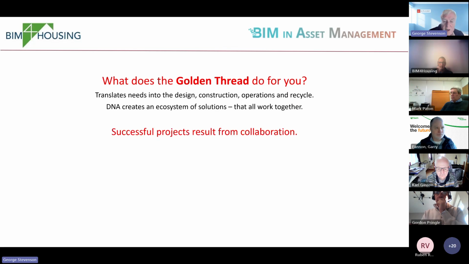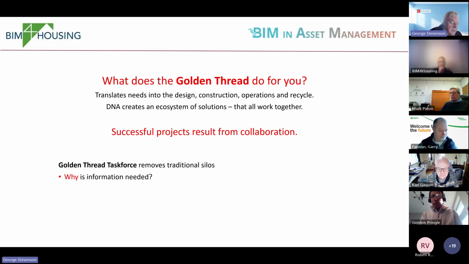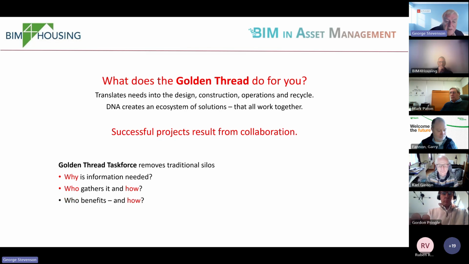And importantly, looking at this from a collaborative point of view, so that rather than information being collected simply for a purpose in a silo, there's collaborative working to pull all those things together. The result is that we can identify why information is needed, who's gathering it, how they're going about it, and who's going to benefit from it and in what way. And we're looking at that from a cost savings perspective.